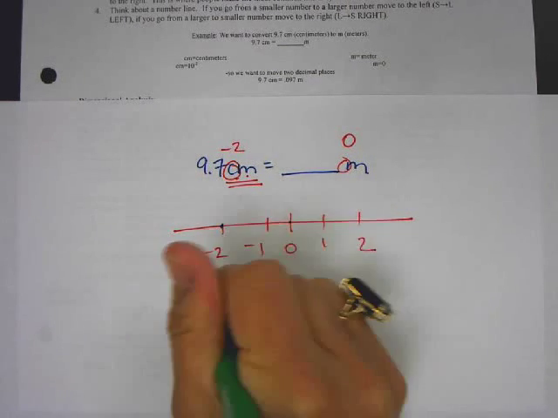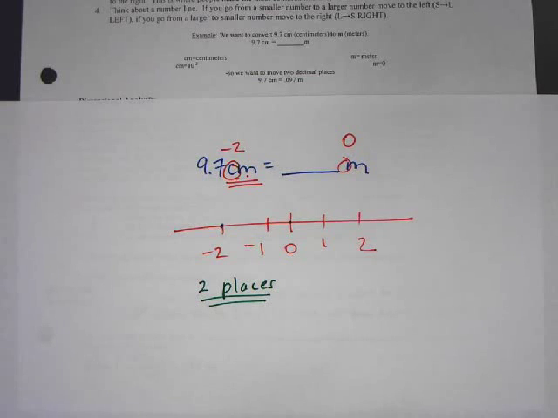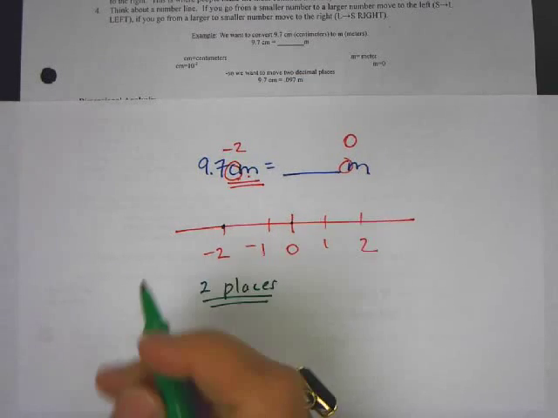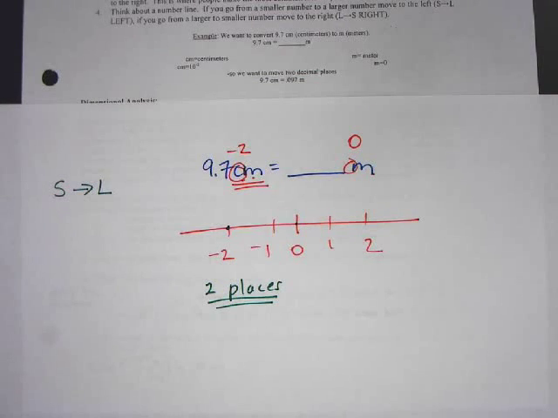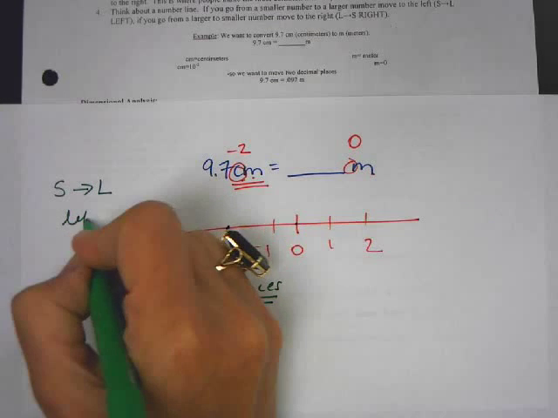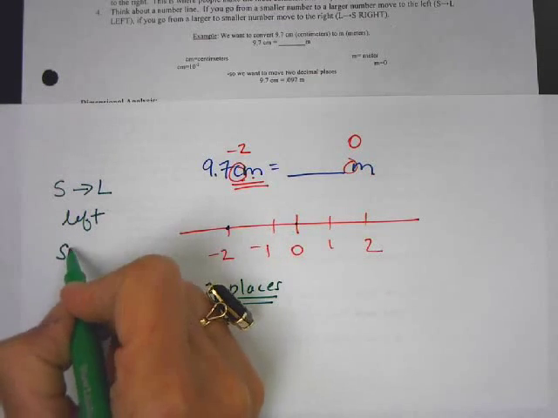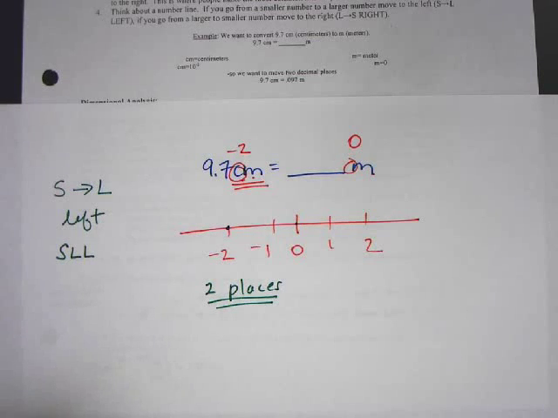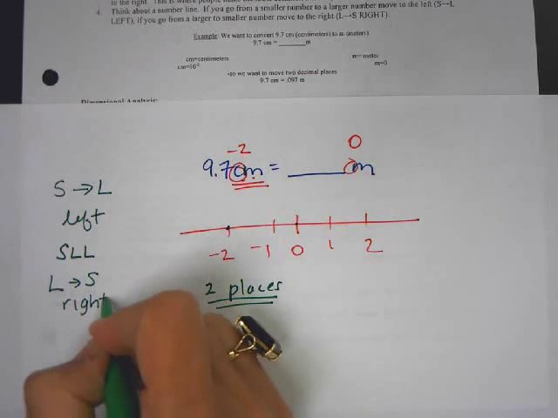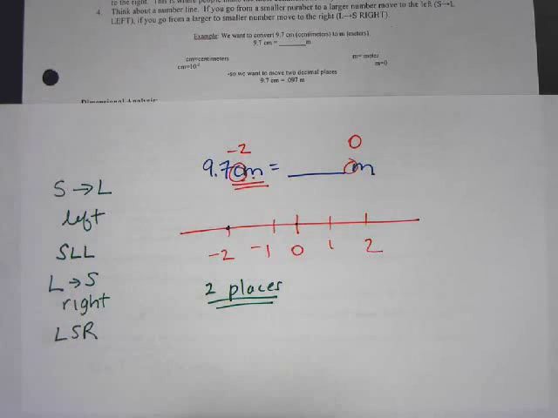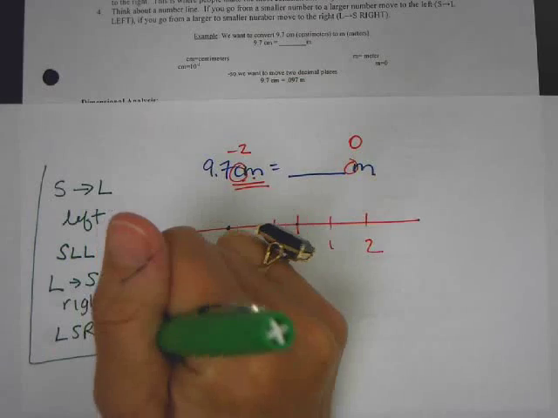Now, the place where people usually make a mistake is, do I move to the left or do I move to the right? So this is what you're going to memorize so you never make a mistake. If I am going from a smaller number to a larger number, I'm going to move to the left. So a way you might remember that is SLL. If I'm moving from a larger number to a smaller number, I'm going to move to the right. So LSR. So this is what I'm going to memorize.